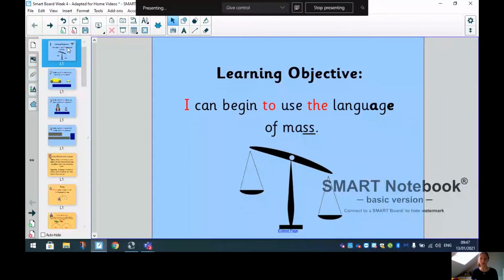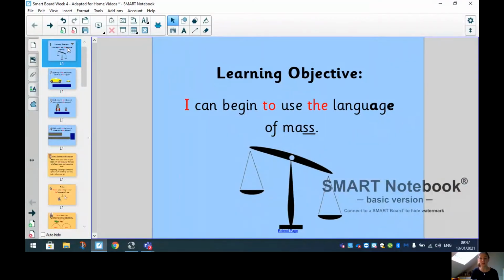We're going to start by doing our maths lesson today, and we're going to start by looking at our smartboard. So I'm just going to share my screen with you so you can see it, and we're going to look at our learning objective. Now our learning objective today is I can begin to use the language of maths, and we'll talk more about what that word means when we look at our mathematic vocabulary.